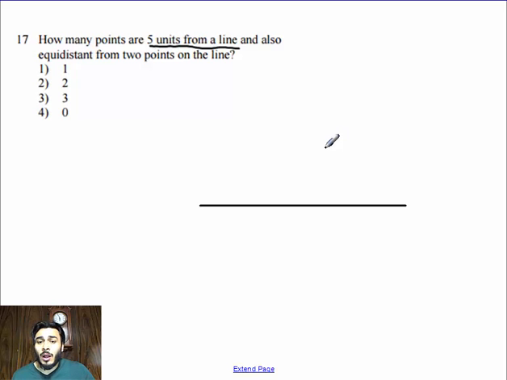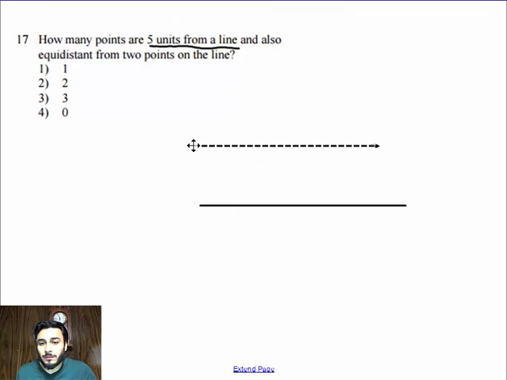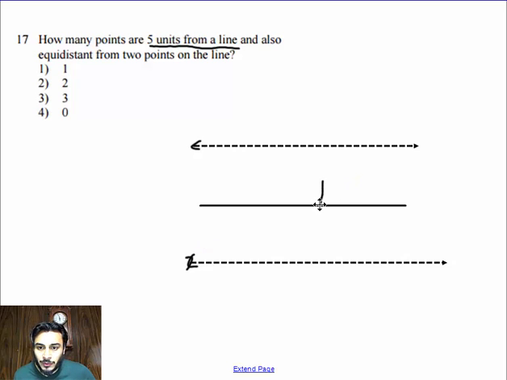Now, how can I represent all the points that are 5 units from this line? Well, that could be represented with 2 lines, one above and one below. And then every point on these 2 lines is 5 units from the line, correct? So I'm assuming that from here to here is 5 units, and from here to here is 5 units. But these 2 dotted lines do a good job of showing me all of the points that are 5 units from that line I started off with.